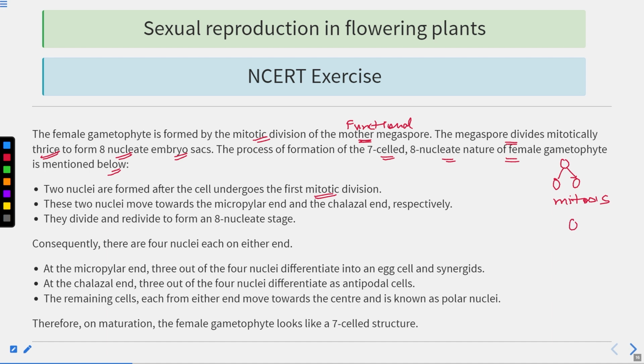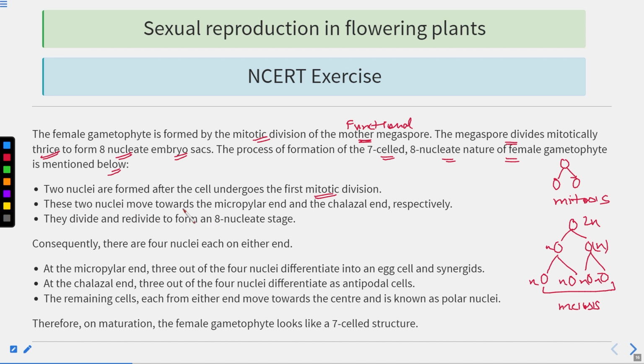Whereas in meiosis, what happens? 1 cell first gives rise to 2 cells. So these cells will be diploid, these cells will be haploid. Then these 2 cells will again undergo meiosis 2 and will form 4 cells. Clear? So this is what is happening in meiosis. 4 cells are formed. These cells are all haploid. Clear? So the 2 nuclei are formed after the first mitotic division.